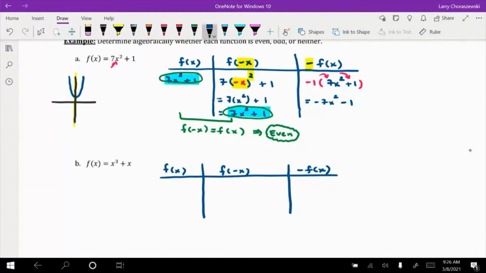So for this first column, just going to jot down the original version of the function, x cubed plus x. For the second column, we're going to change all of our x's to negative x. So there are two spots in the equation in which we'll do that. So negative x quantity cubed plus negative x.